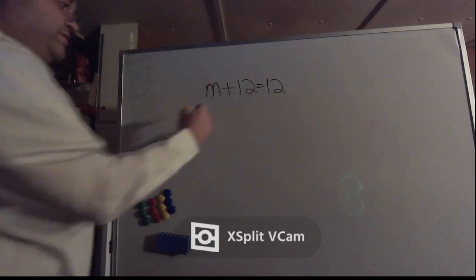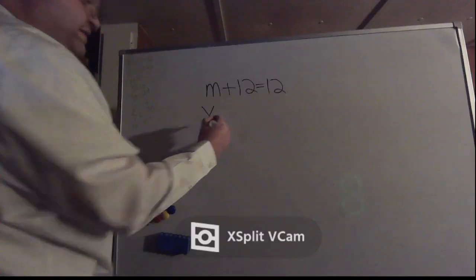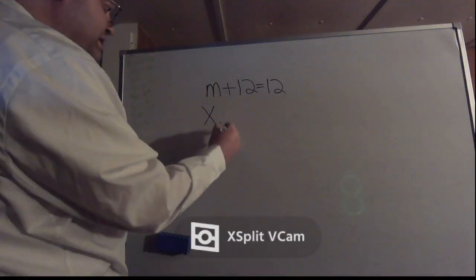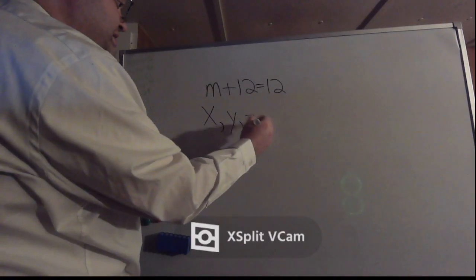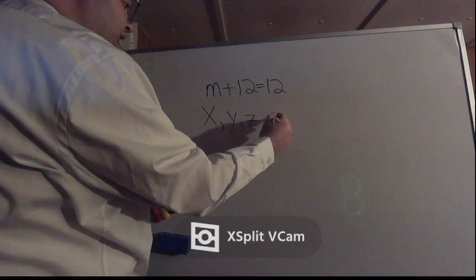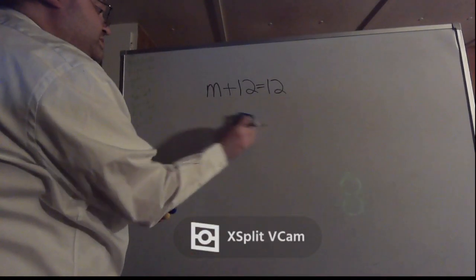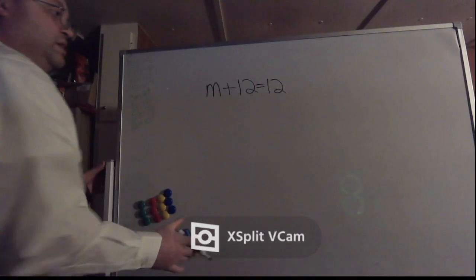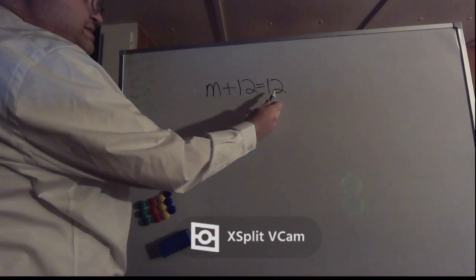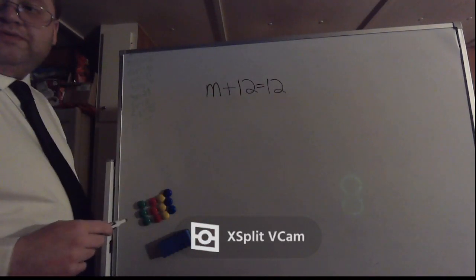You may see other variables. Most common one, it's a favorite of algebra, is x. You may see y. You could see z, a, you name it. You could see any of the letters of the alphabet as variables. So the numbers are called constants. The letter is a variable.